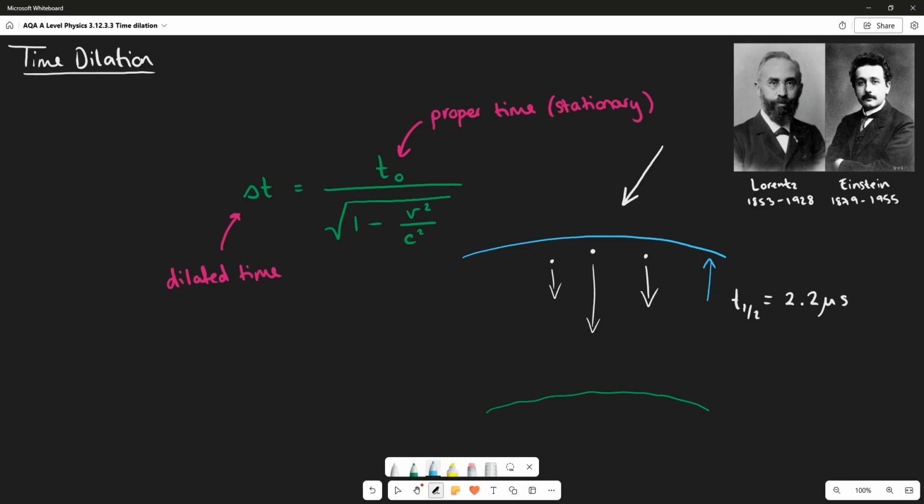The distance between where they are created and the surface of the Earth is approximately 10.7 kilometers, and they travel at a velocity very close to the speed of light. Because they are traveling so quickly, they experience time dilation. We can calculate the time it takes for them to arrive at the surface of the Earth from two perspectives: from an observer that is stationary on the Earth, and from an observer who is traveling with the muons.